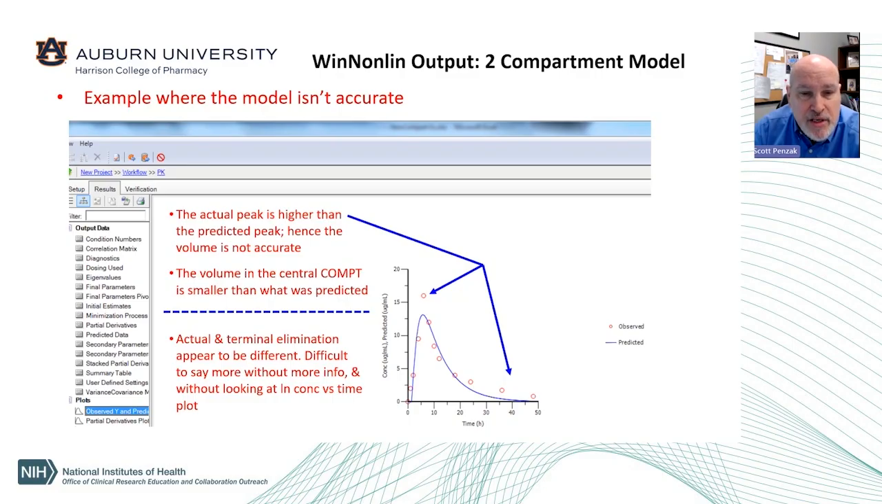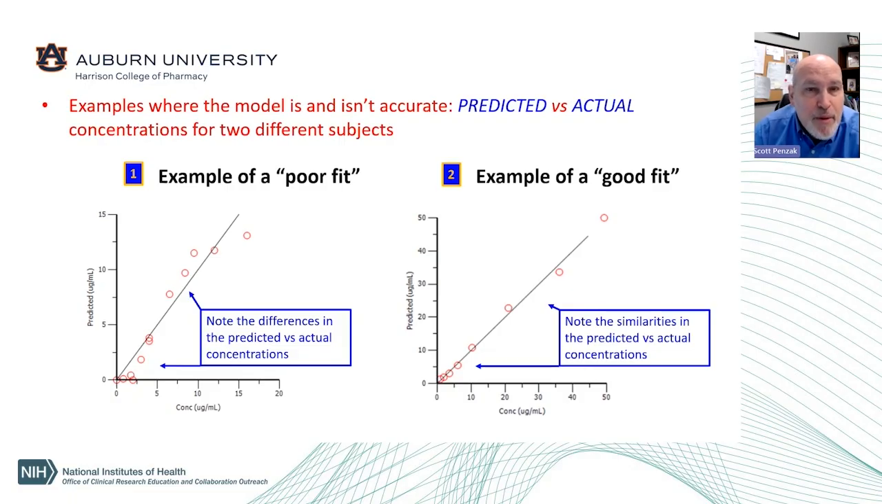Secondly, terminal elimination: looking at the observed concentrations, it certainly looks like this would be a less steep slope here. So the drug is not being eliminated as quickly as what is being predicted. The actual terminal elimination is difficult to say without more info and without looking at the natural log concentration versus time plot. That's what really allows you to make an assessment of the terminal elimination of a drug. But we certainly know enough just by looking at this visually to know that this is not a very accurate model, that it is not well described by that particular two compartment model anyways.